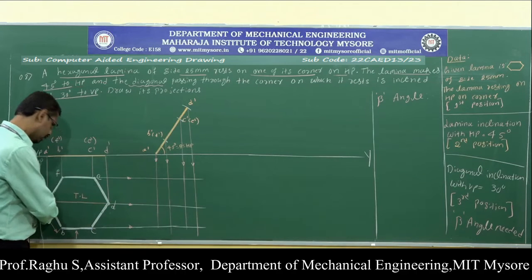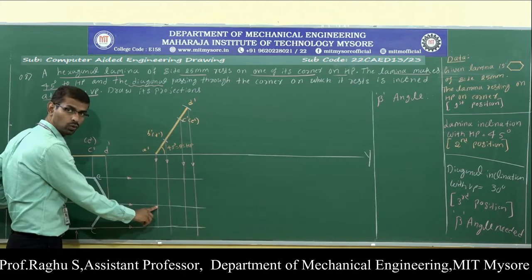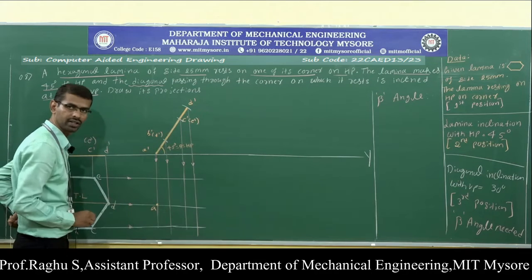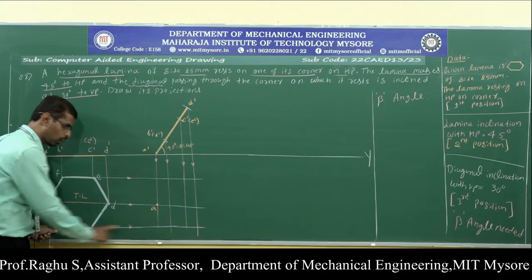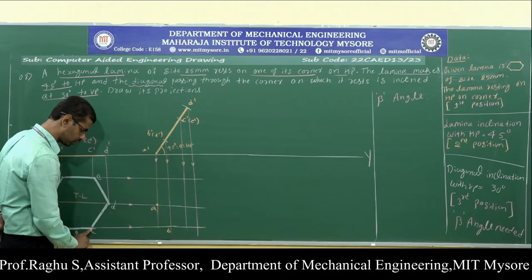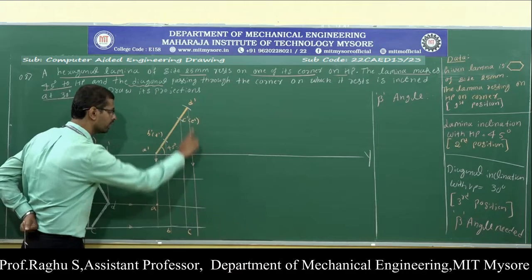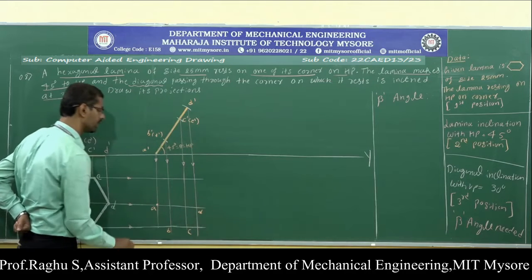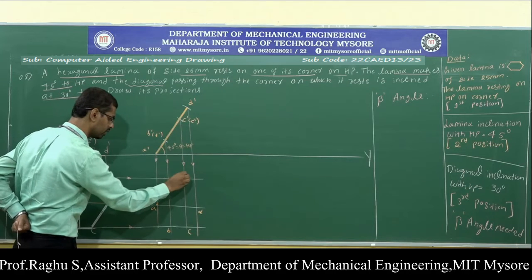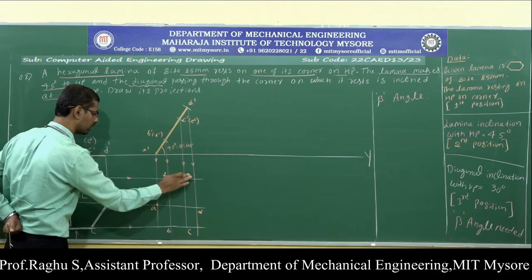For example, this is the horizontal projection of point A. Where is the vertical projection of point A? This one. Therefore, this is corner A. Similarly, this is the horizontal projection of point B, and this is the vertical projection of point B, so here I will get point B. Similarly, horizontal projection of point C, vertical projection of point C, here I will get point C. Horizontal projection of point D, vertical projection of point D, here I will get point D. Horizontal projection of point E, vertical projection of point E, here I will get point E. Horizontal projection of point F, vertical projection of point F. This is point F.